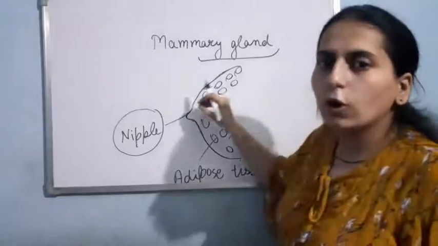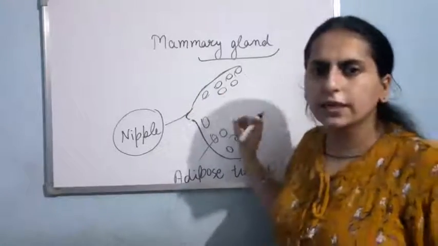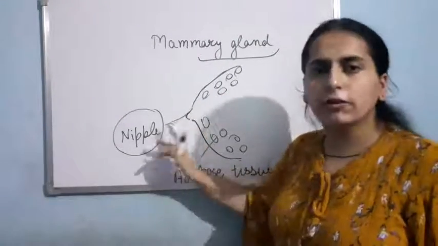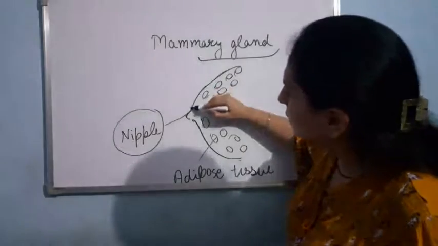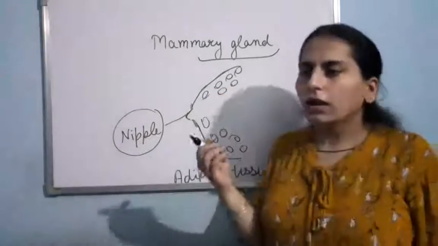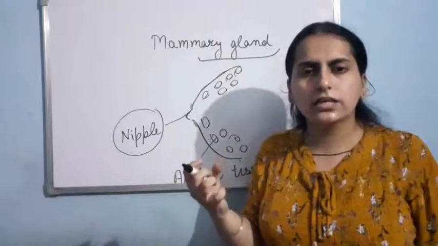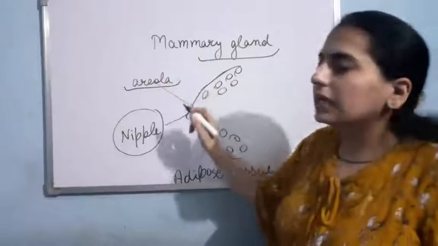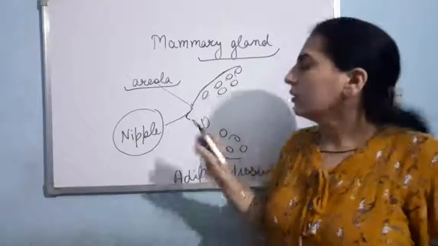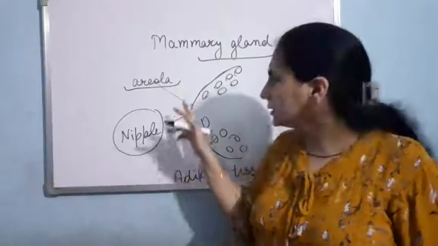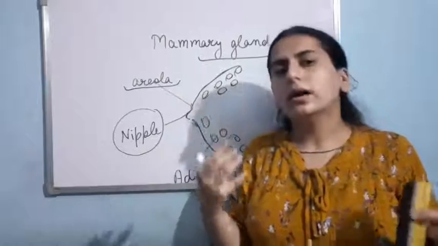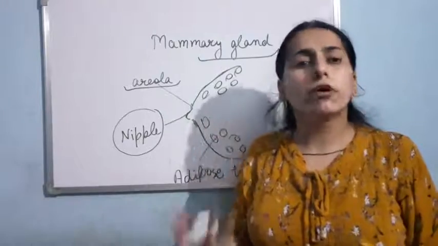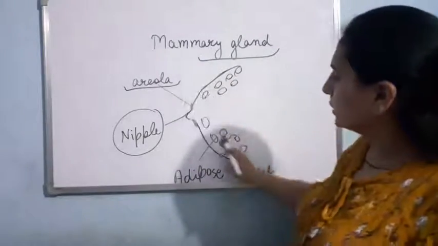All the ducts will open in the nipple only. About the ducts we shall study now. The milk can be sucked by the infant from this area. Near the nipple, a darker colored structure is there, known as the areola. Basically, the areola is touch sensitive. When the infant is about to suck, the areola sends messages to the brain, and the brain releases the hormones for the ejection and formation of the milk. So this is the human mammary gland.